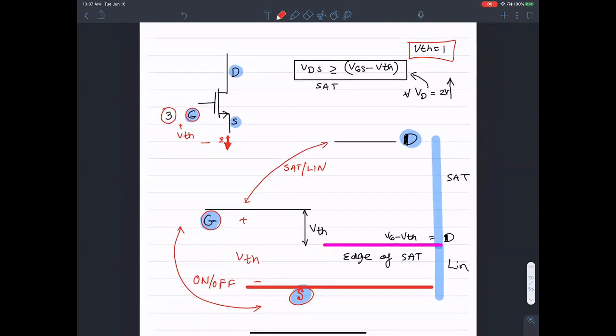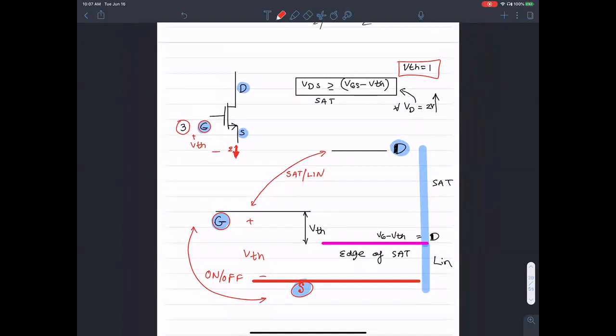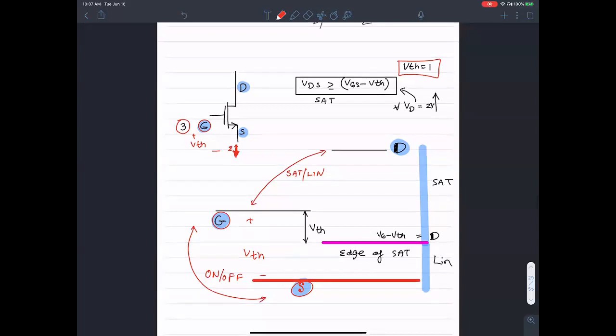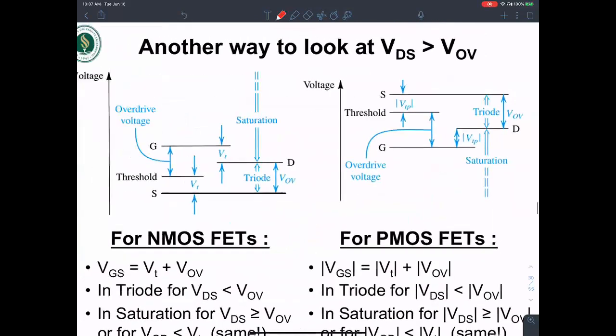Okay, this is the visual technique that we use to think about whether the MOSFET is on or not, and whether the MOSFET is in the linear or saturation region, or in the sub-threshold region. All right, so here is the idea that is discussed.